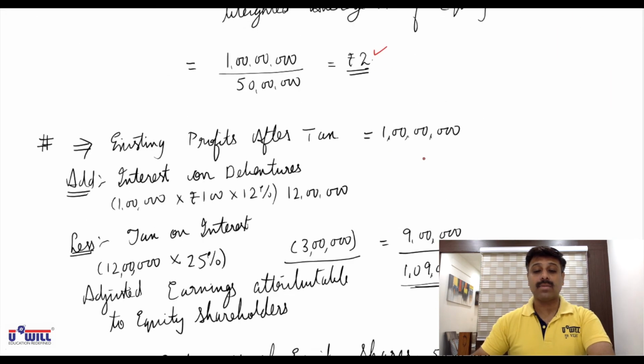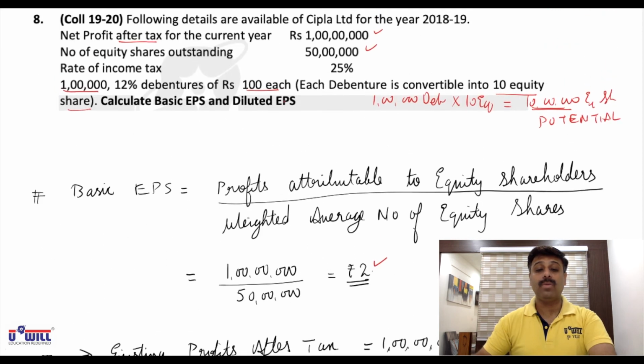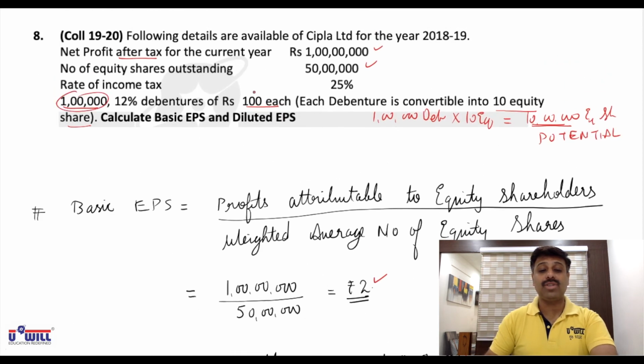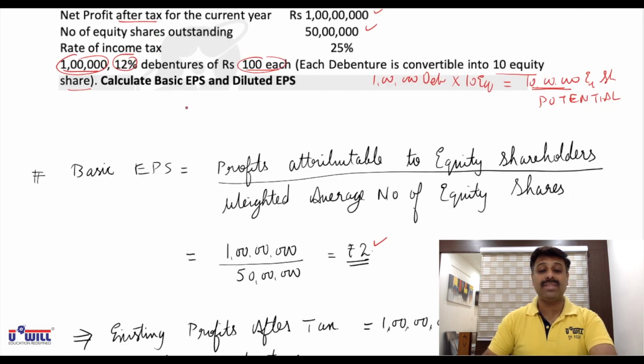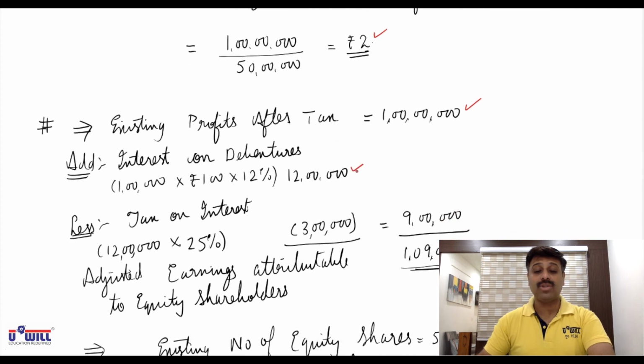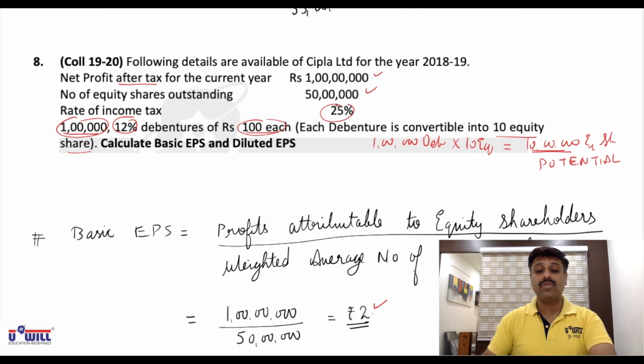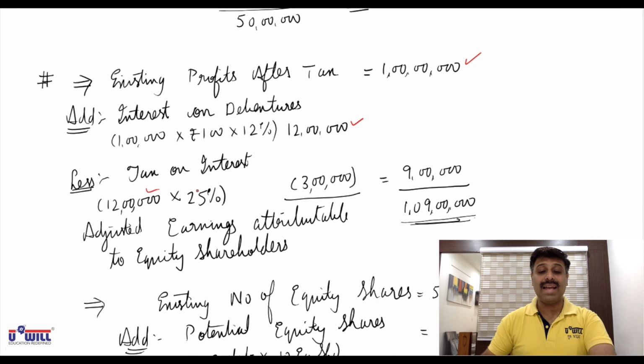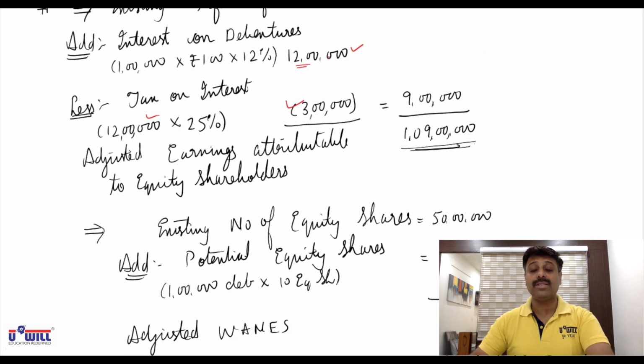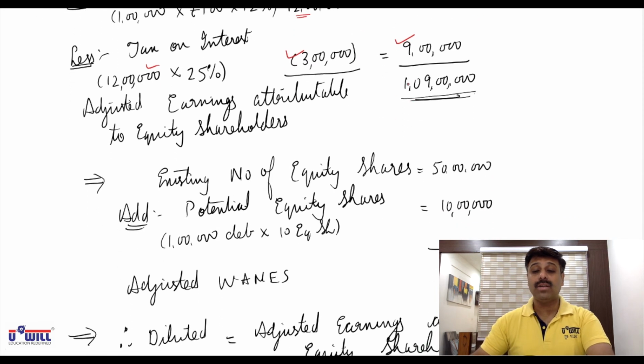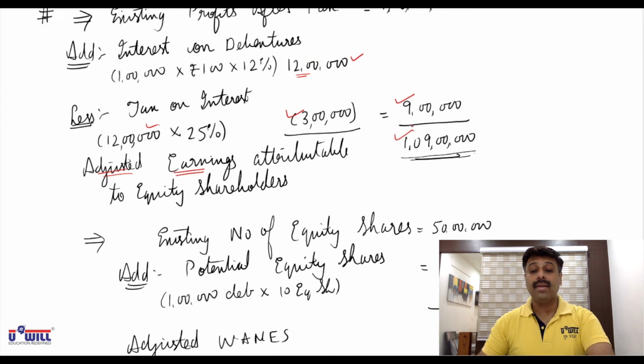Existing profits are 1 crore. Now, there are 1 lakh debentures of 100 rupees each at 12% interest, so 12 lakh interest on debentures. Tax rate is 25%, so 12 lakhs into 25% is 3 lakhs, which we will not have to pay. 12 minus 3, 9 lakhs, the profit will increase in future. So 1 crore 9 lakhs would be adjusted earnings.